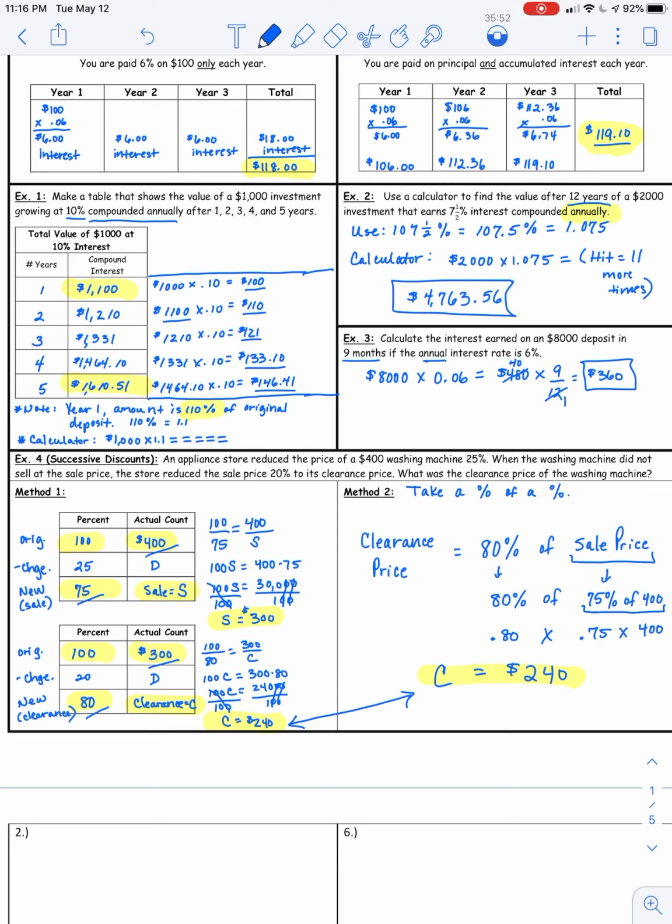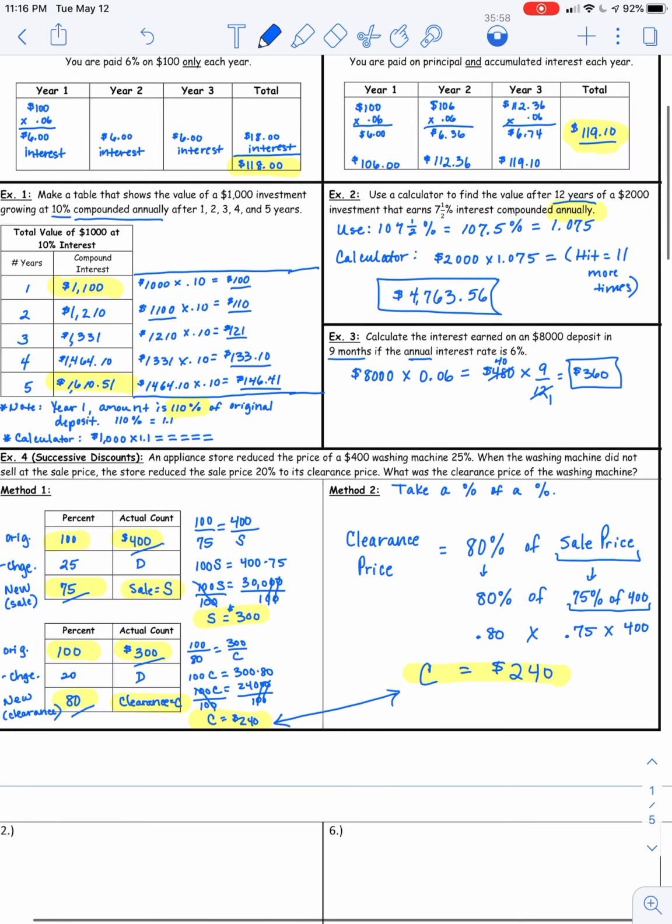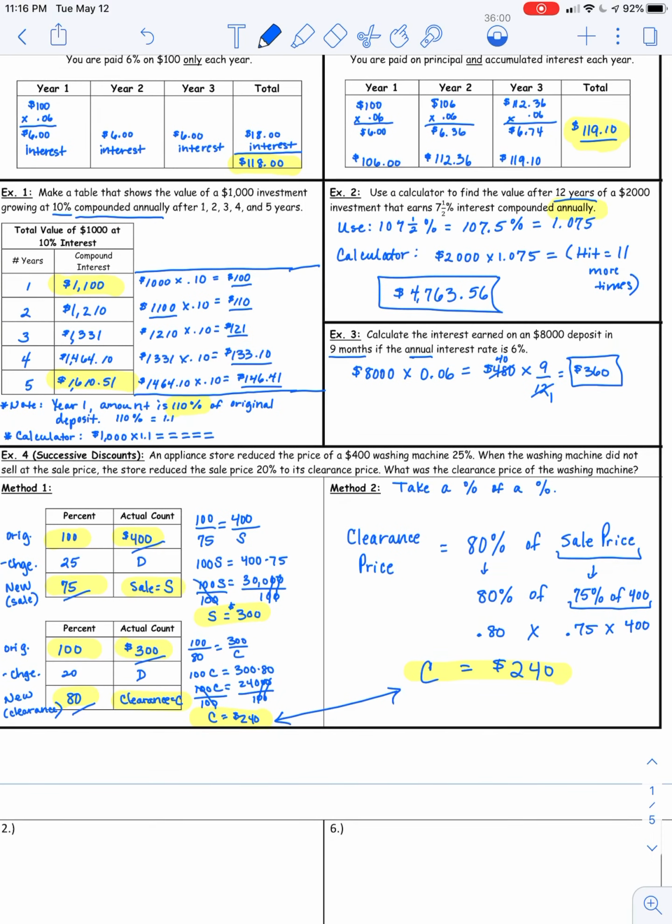But method 1, if you need to organize your information and go one step at a time, method 1 is perfectly fine as well. If you choose to use method 2, you just have to think through the process. So in your brain, you have to organize that information, figure out the clearance price. The second discount is a percent of the first discount. That's what makes it a successive discount.